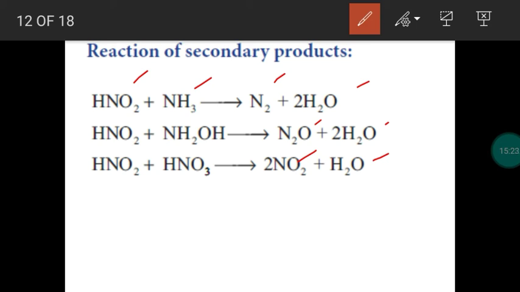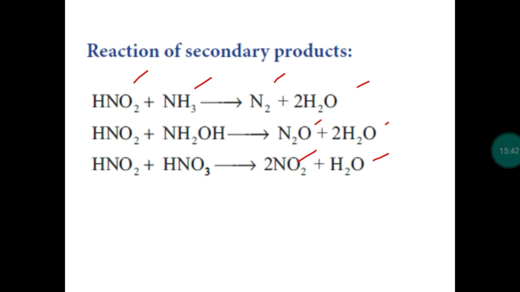So in this 5 mark question, we have three steps, three reactions: primary, secondary, and tertiary. Primary reaction produces nascent hydrogen. Secondary reaction produces substances called secondary products. Then tertiary reaction provides the final product. We take examples.